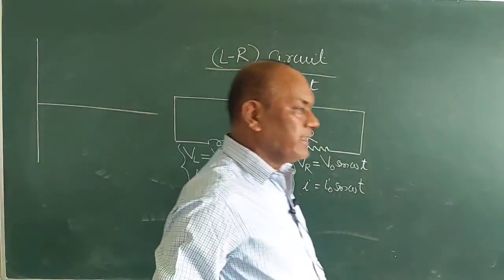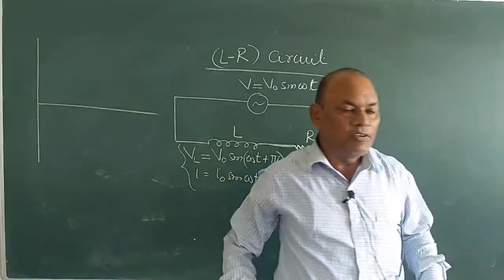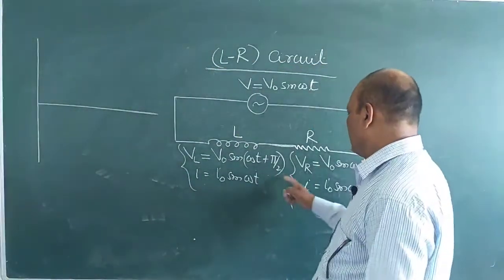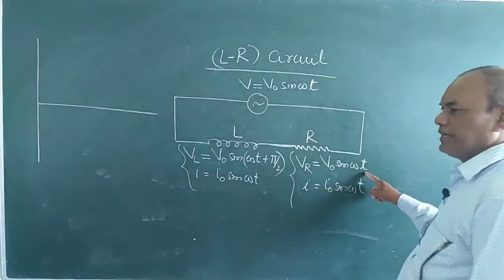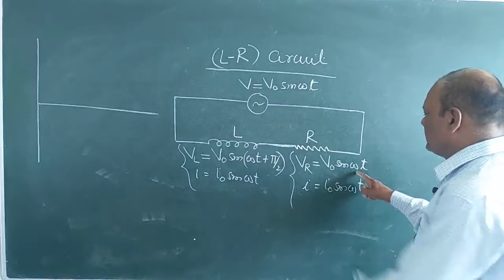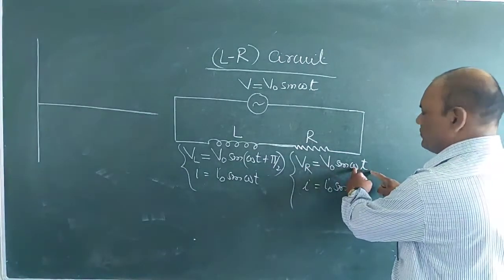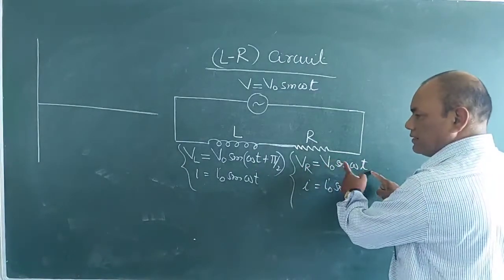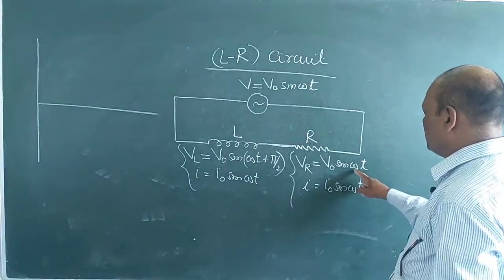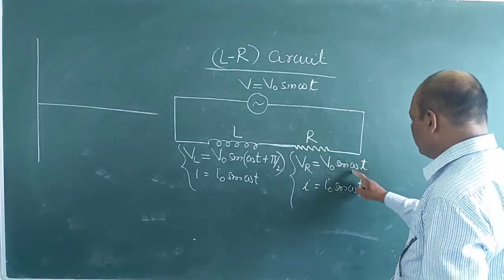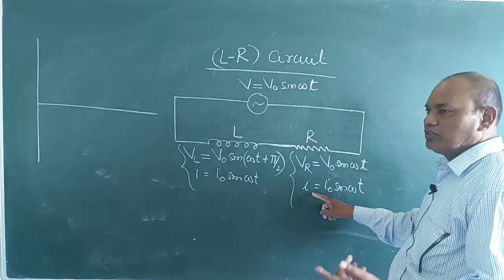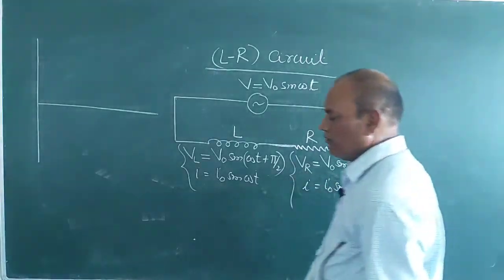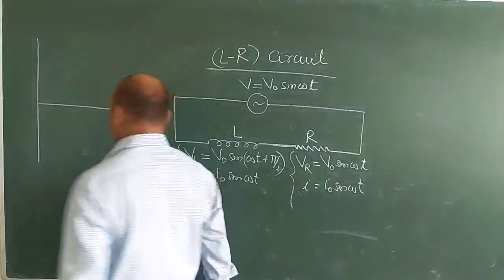Phasor is related to phase, and what is phase? Omega t is called phase. Since voltage and phase are related, when the phase changes, the voltage changes as well as the current also changes. So this is called a phasor diagram and phasors.